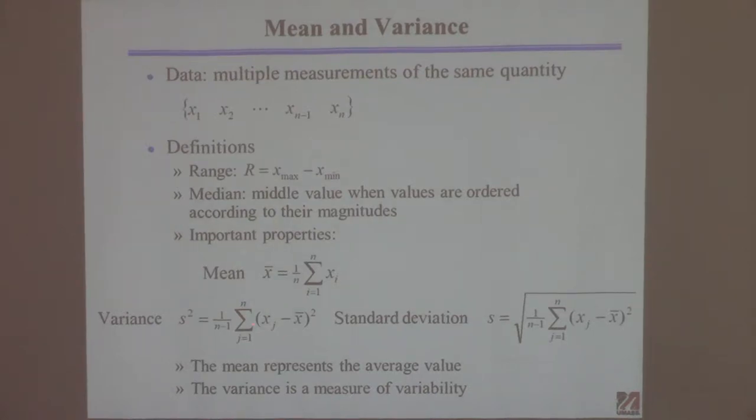I prefer, and the book usually uses, the variance. Variance is nothing but s squared. So if I say variance, I mean this. If I say standard deviation, I mean the square root of that. So it's either s squared or s. We usually use s squared.